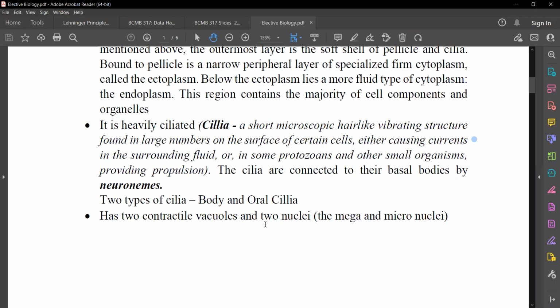So please, let's note that you can have two types of cilia, body and oral. You can have two types of nucleus, the mega and the micro. And then you can have two contractile vacuoles, the posterior and the anterior. Are we clear? Yes, sir. Okay.